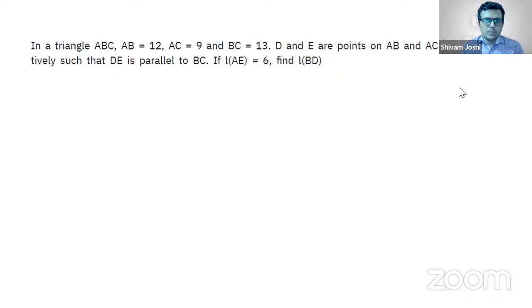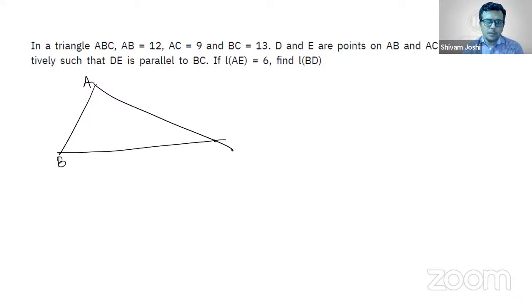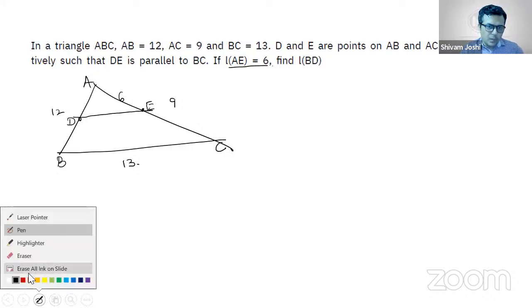Let's look at one question on this. In a triangle ABC, AB is 12, AC is 9. BC is 13. D and E are points on AB and AC, respectively. So D is here, E is here, such that DE is parallel to BC. Now they've made DE parallel to BC, which means I can now use a basic proportionality theorem, right? Length of AE is 6. This is 6. Find out length of BD.